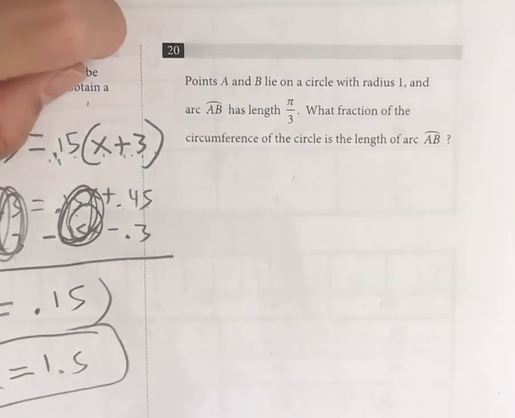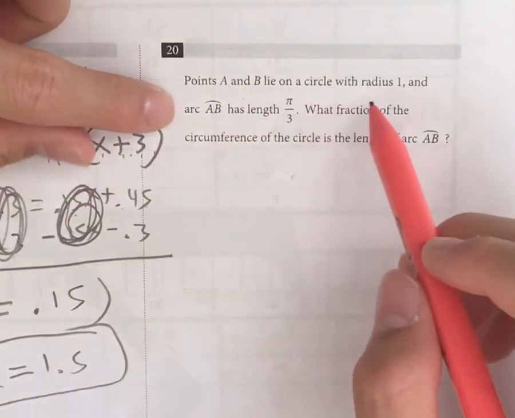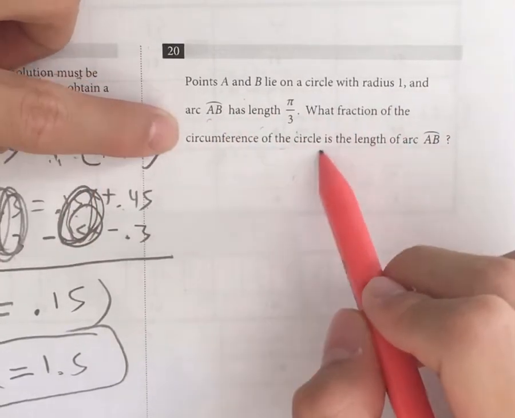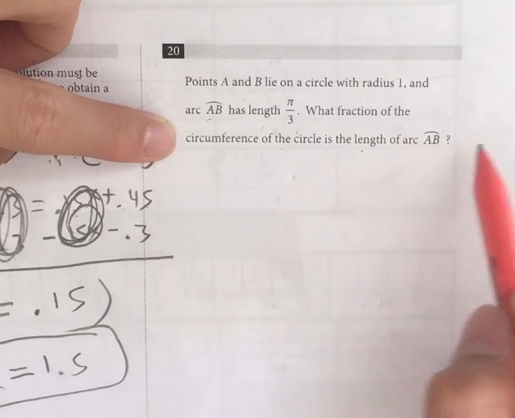Question 20, which is going to be the last question. Points A and B lie on a circle with radius 1. And arc AB has length pi over 3. What fraction of the circumference of the circle is the length of arc AB?